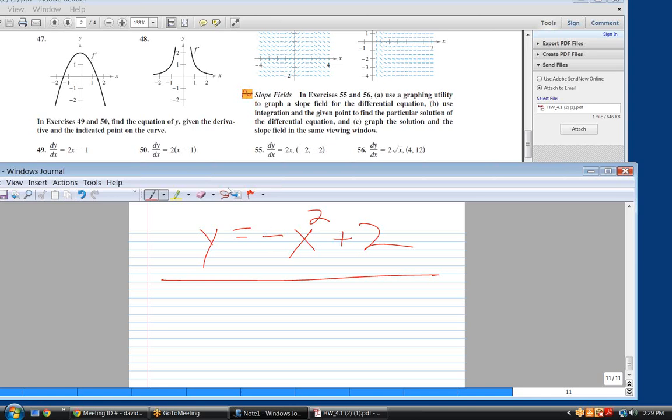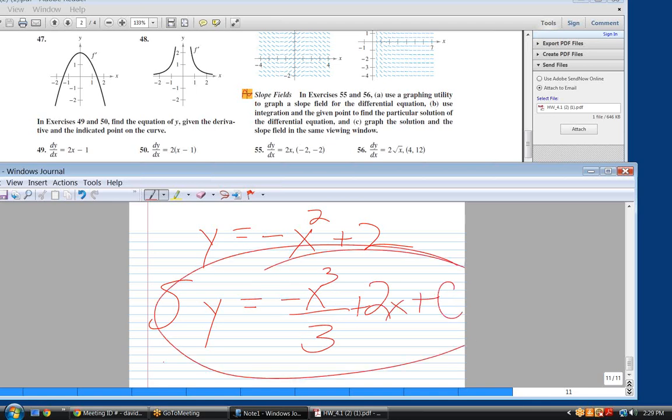So then the equation that gives us this derivative would be negative x cubed over 3 plus 2x plus c. And just have two different c's. Yep.